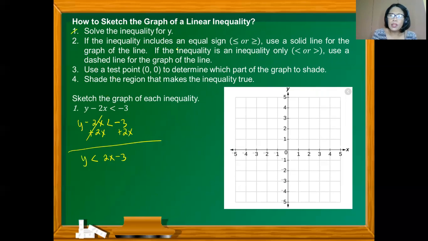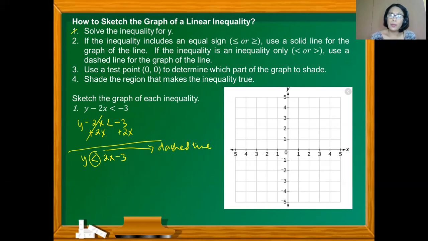Now, if the inequality includes an equal sign, like less than or equal to or greater than or equal to, we're going to use a solid line for the graph of this line. On the other hand, if there is none, it's just less than or greater than, we're going to use a dashed line or a broken line. So like in this case, we're going to make use of a dashed line instead of a solid line.